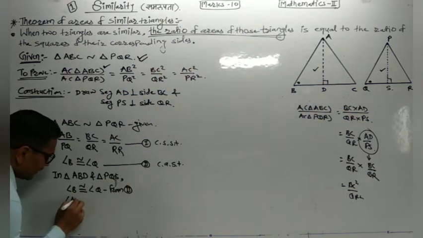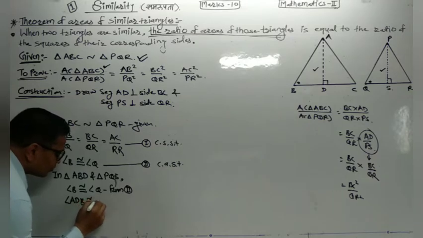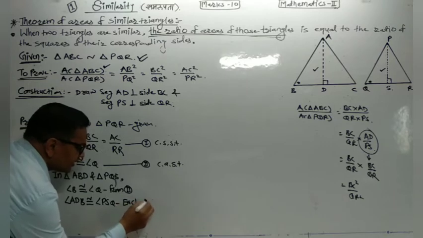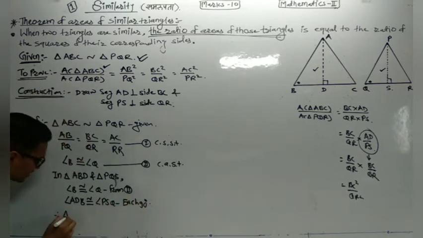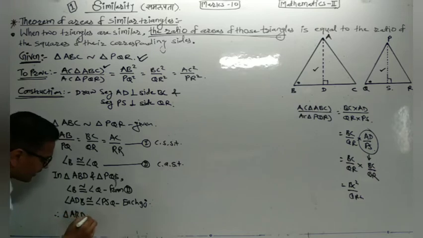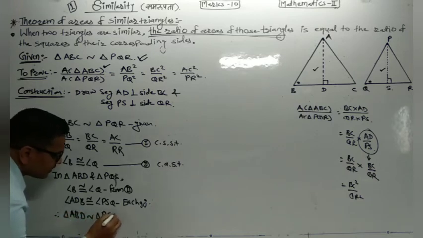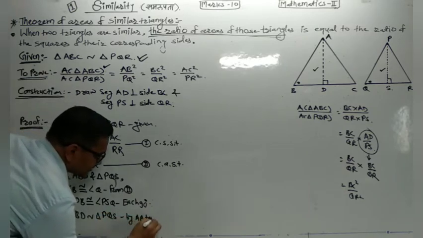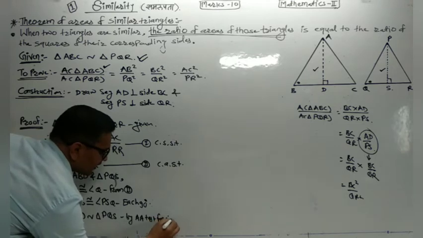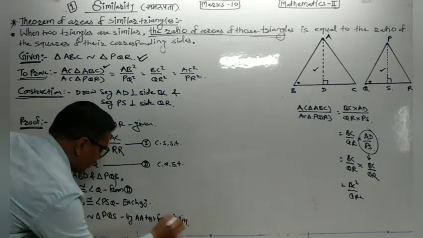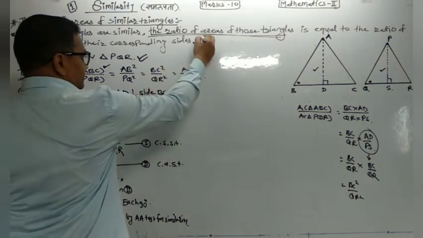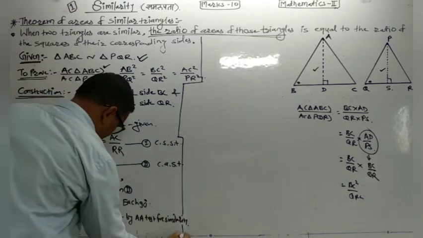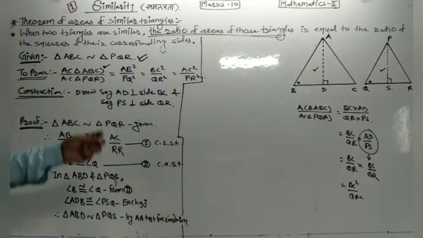Angle ADB is congruent to angle PSQ. Why? Because each is 90 degrees. Understand? Therefore, we can say that triangle ABD is similar to triangle PQS by the double A test for similarity. Understand? From this we can say that if two triangles are similar, then their corresponding sides are in proportion.